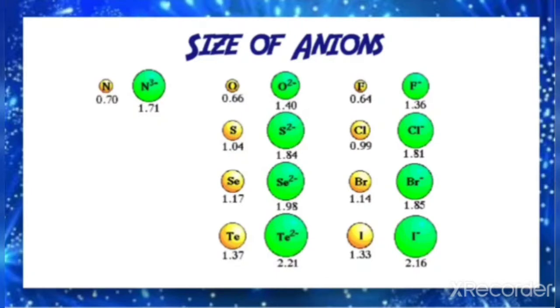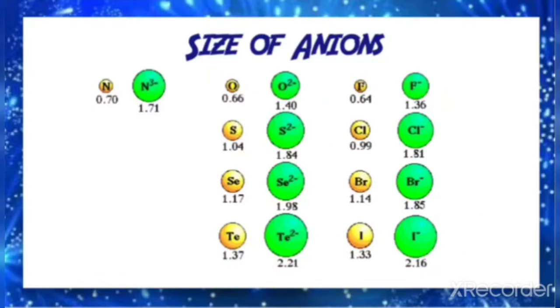Let us compare the size of anions. From this, it is clear that the size of the anion is greater than its parent atom. When you talk about anions like the oxide ion, sulfide ion, Se2 minus and Te2 minus, and similarly the fluoride ion, chloride ion, bromide ion and iodide ion, in all these we can find that the size is greater than the size of the parent atom.